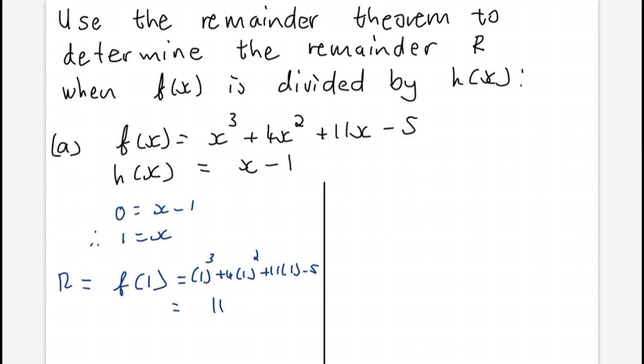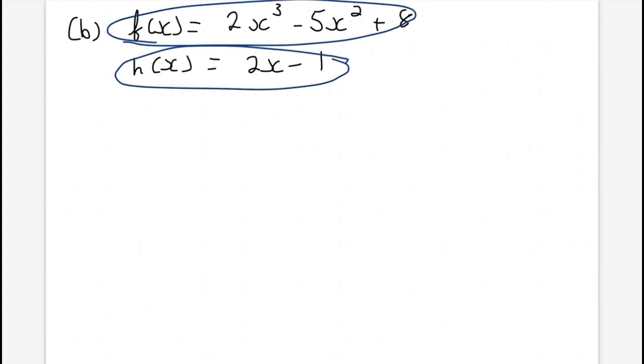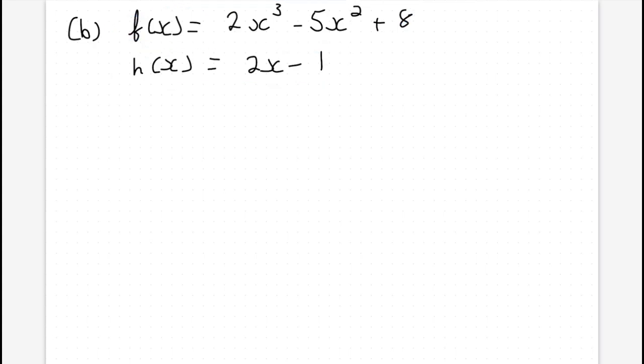Great. Let's look at another example. So in this example, the question is still the same. What would the remainder be if you divided f of x here with the linear function h of x? In order to find that, you'd first equate h of x to 0. 0 is equal to 2x minus 1. Moving 1 to the other side, we have 1 is equal to 2x, and if I divide both sides by 2, I'd get that x is equal to a half.